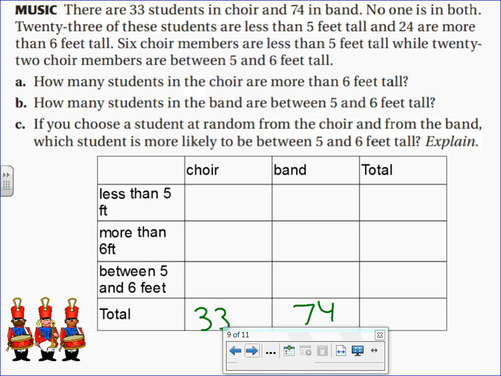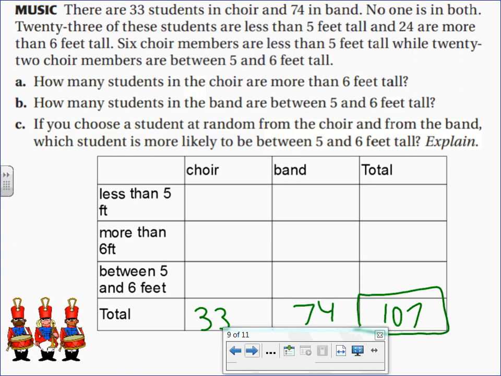We could probably find this number right now, total amount of people being surveyed altogether. What would that be? 107. No one is in both. 23 of these students are less than 5 feet tall. 23. Are we talking about choir or band kids? Or total? I guess that would be total, huh?